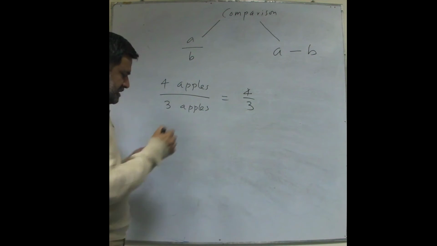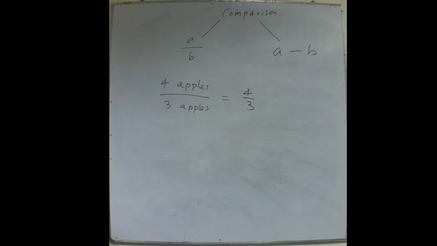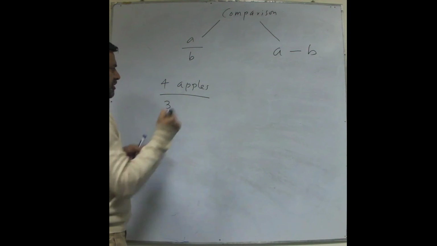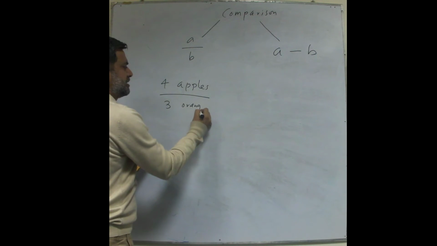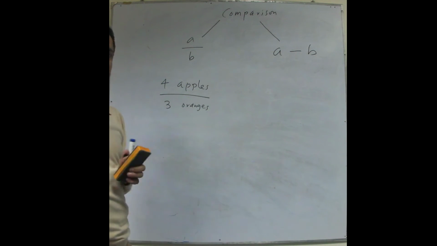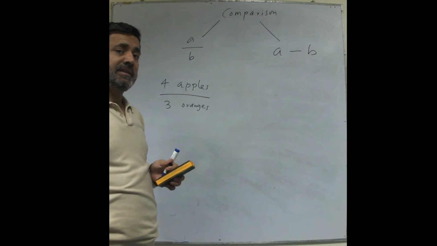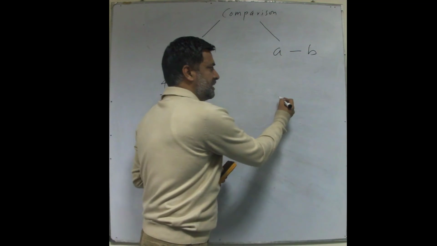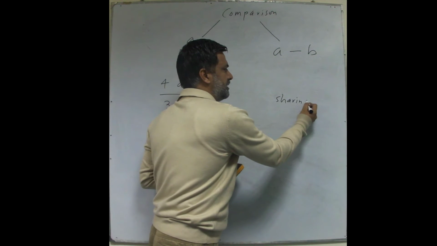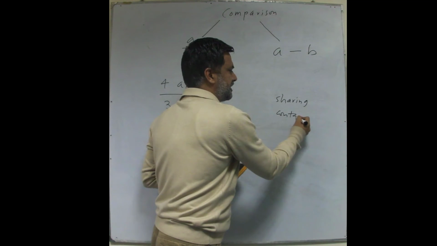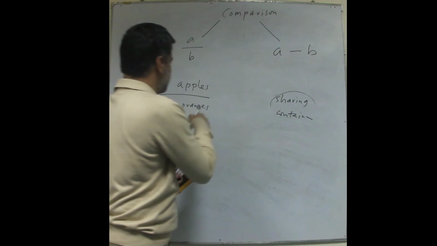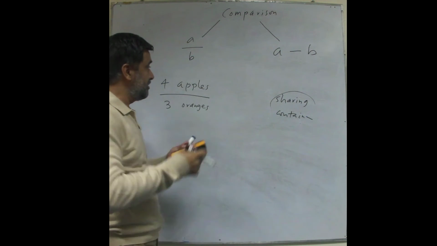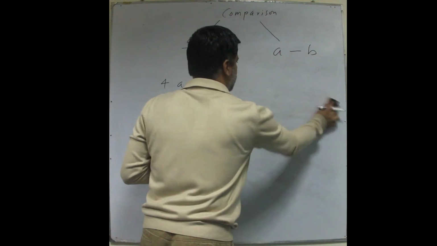Let me replace these apples with oranges. Yeah? It's difficult to interpret. Remember the two interpretations of division, the sharing interpretation and the containment interpretation. Nothing works here because we are just comparing apples and oranges. And even more, let me just give you another example.